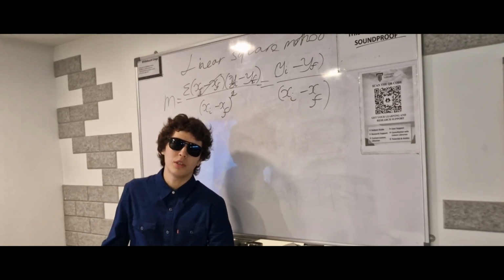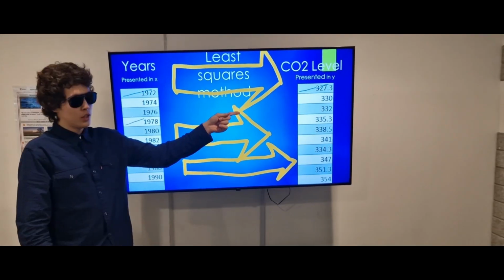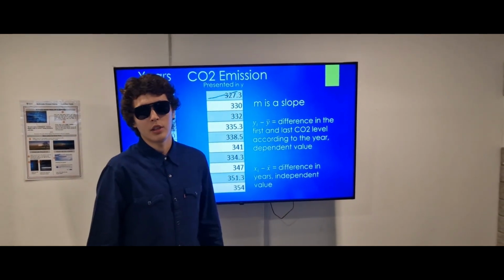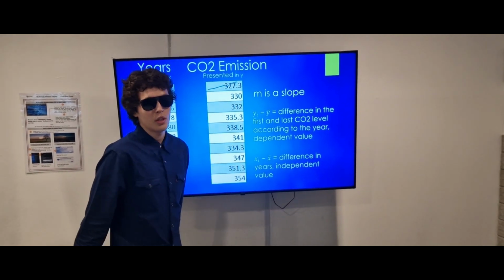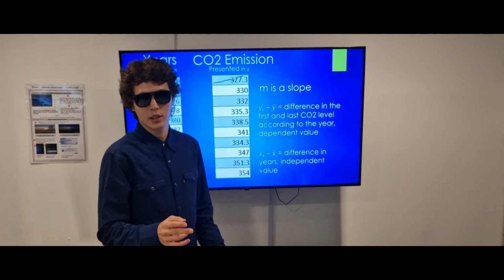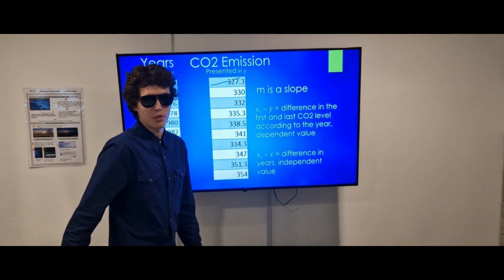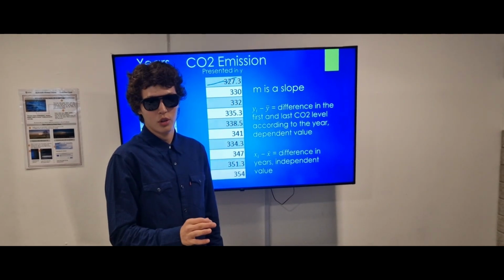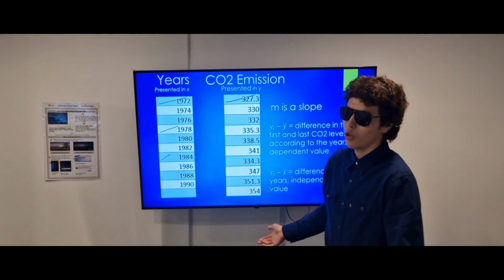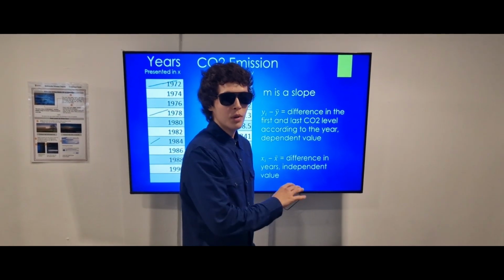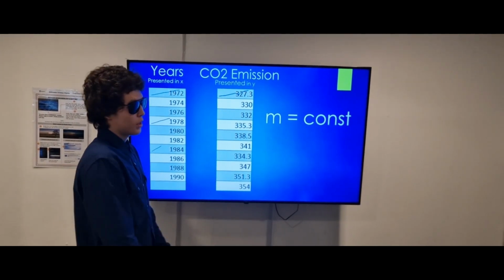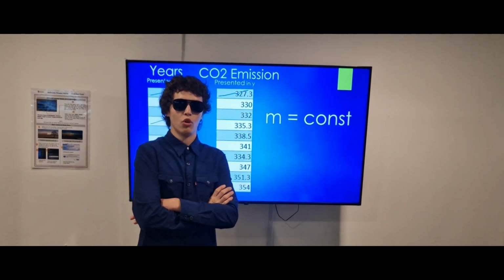So, what do the letters mean? M means slope. Slope is the relationship between the carbon dioxide levels and the difference of the years. The second one shows us how it will change: the difference in carbon dioxide, which is dependent on X, and the difference in X, which means years. According to the data, the data is constant, which means the slope between them is always constant too. So we can easily say that M, the slope, is a constant.